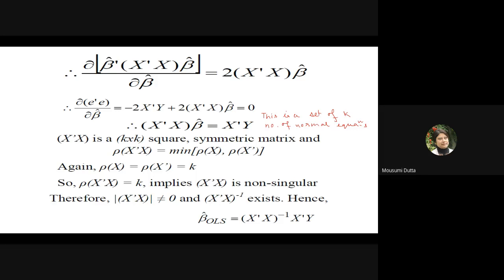In case of matrix algebra, there is nothing like by. We cannot write x prime y by x prime x. I have to write x prime x inverse x prime y. Okay? So same thing we are getting. However, we are getting here the bunch of values. We are getting all k number of beta values, solving k number of normal equations, and all these values are given by x prime x inverse x prime y.